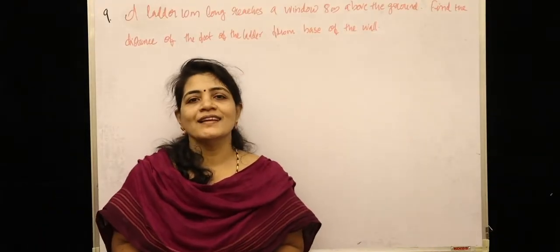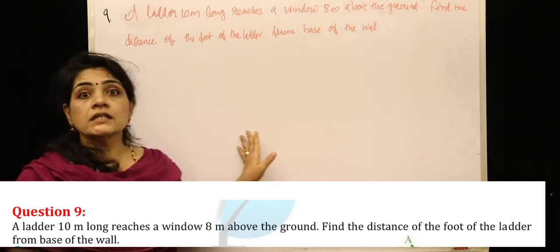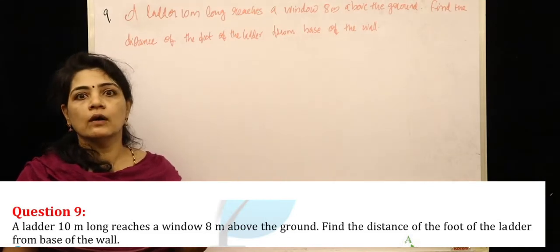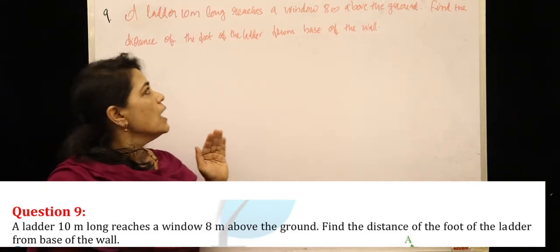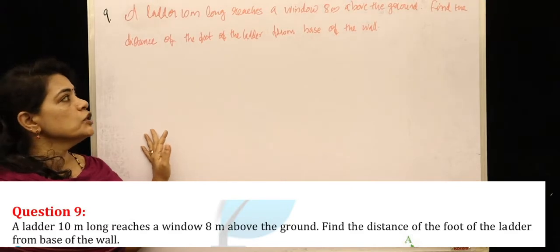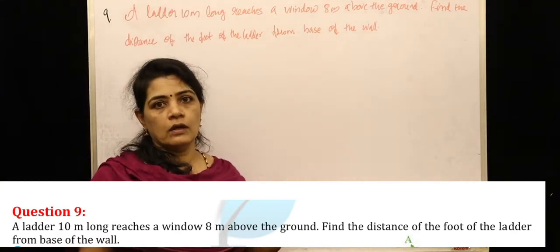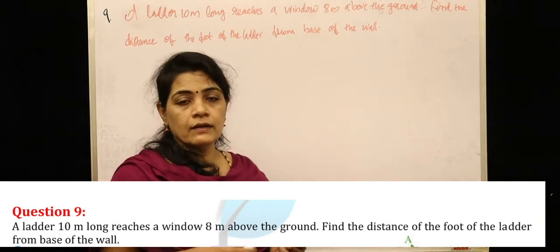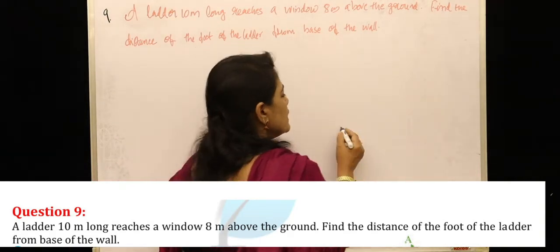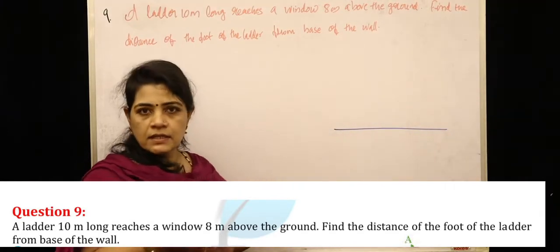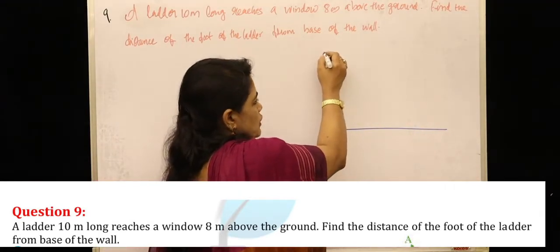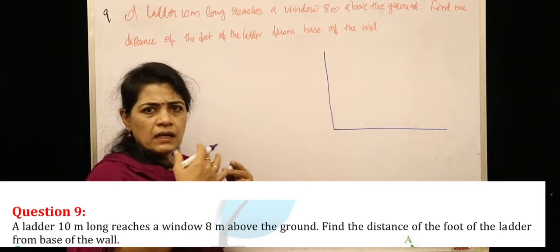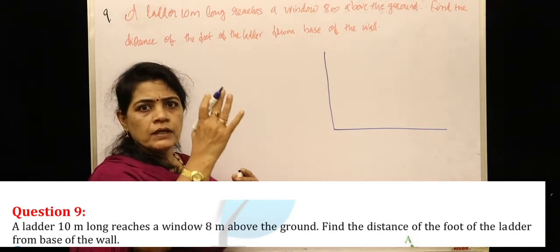Now the ninth question. A ladder 10 meter long reaches a window 8 meter above the ground. Find the distance of the foot of the ladder from the base of the wall. Okay, that is the question. So here we have the ground and a window. Let this line represent the ground and here comes the window. The ladder is placed at some angle of inclination. We are not keeping it at 90 degrees.